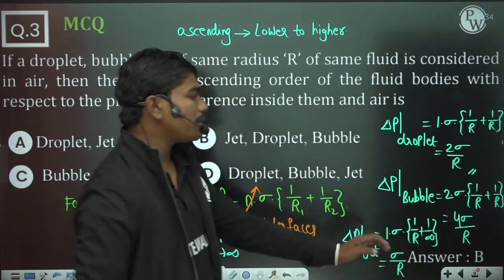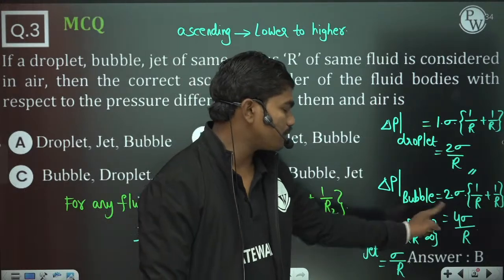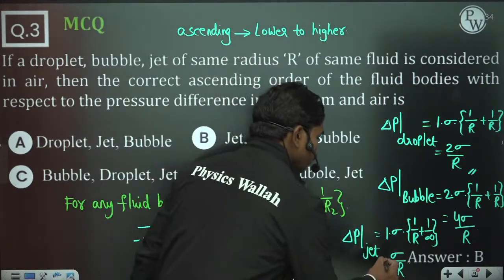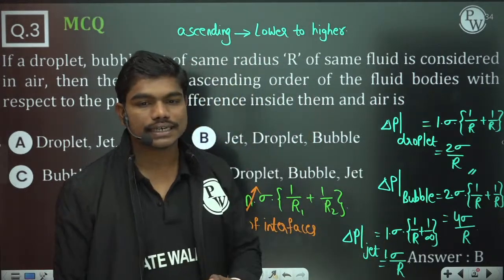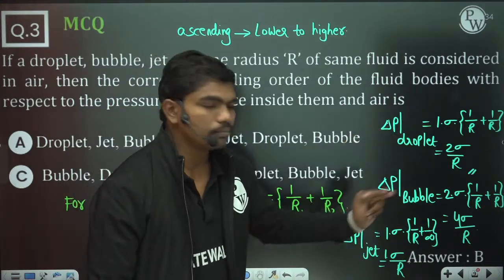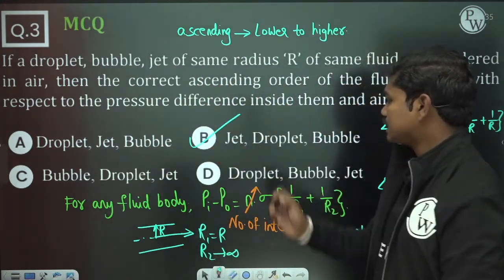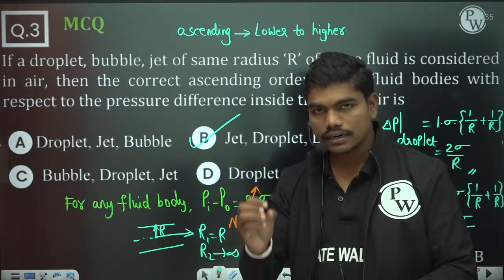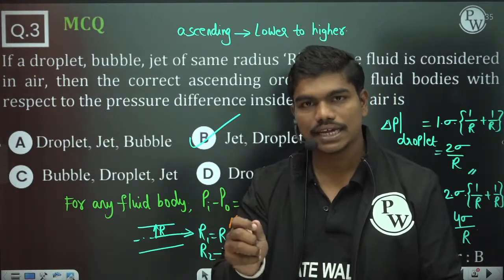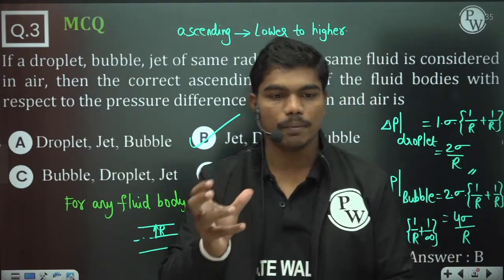So sigma by r is common in every term, but in the case of a droplet you have 2 sigma, in the case of a bubble you have 4 sigma, and in the case of a jet you have only 1 sigma. So what is the ascending order? 1, 2, 4, which means jet, droplet, bubble is the ascending order. So the pressure difference created in the jet is less than that in the droplet, which is less than that in the bubble. Clear?